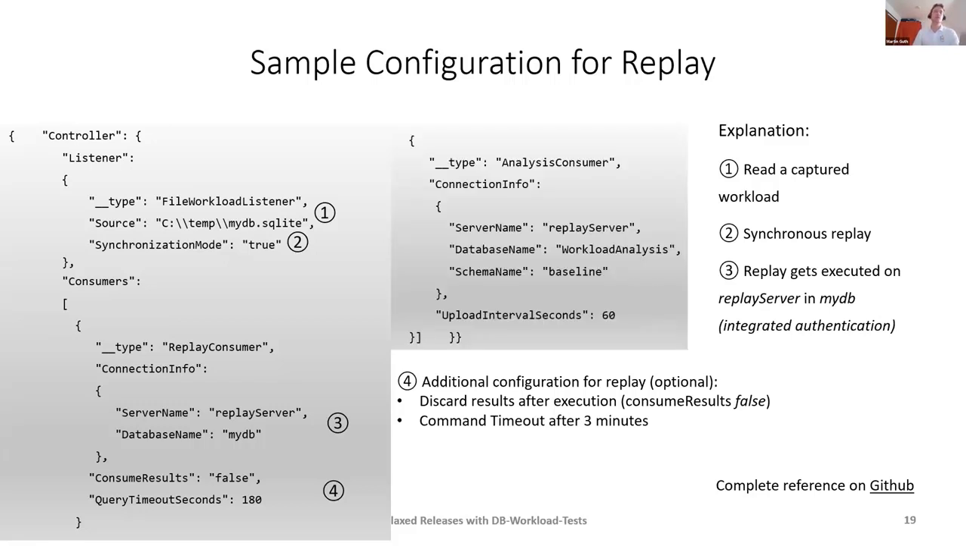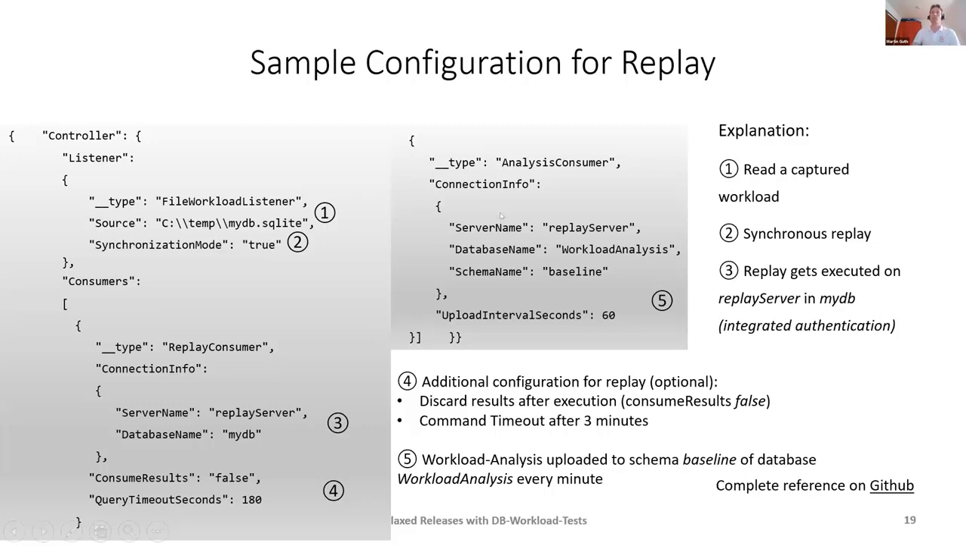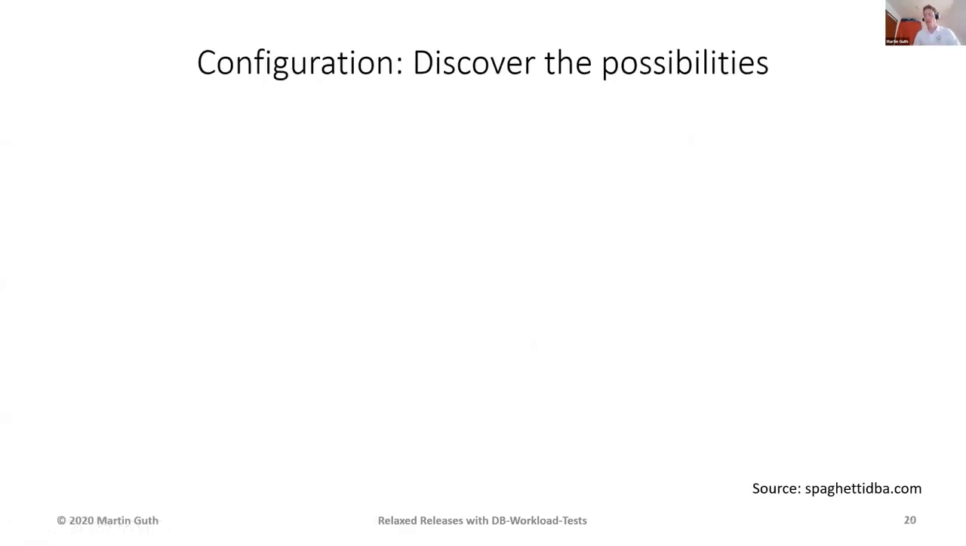Of course, doing a replay, we also want to perform some analysis. We do this with the analysis consumer. We give connection information again. We name a server, a database, and the nice thing is we can also give it a schema. So basically, the analysis is written to the same set of tables each time, but we can all store it in one database, just different schema names. And we configure to upload analysis results every 60 seconds, so every minute. So that's the basic configuration you can do, and I'm sure you already grasped this quite well.